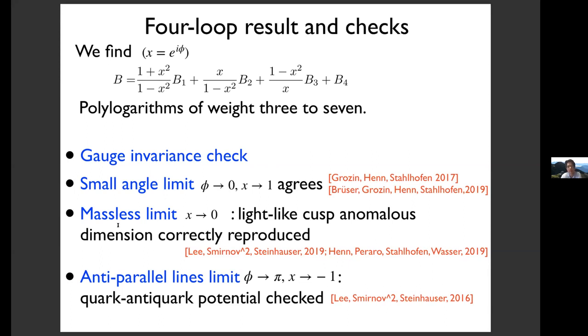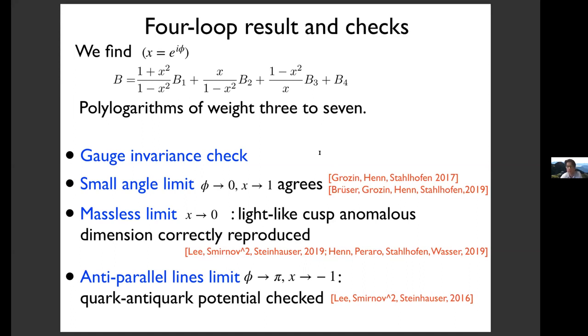So in particular, in the massless limit, this checks the light-like cusp dimension, which had only been computed 1 year earlier and was in itself a quite complicated calculation. Interestingly, in the antiparallel lines limit, we make contact with the quark-antiquark potential, and so that checks this calculation by these authors from 2016.